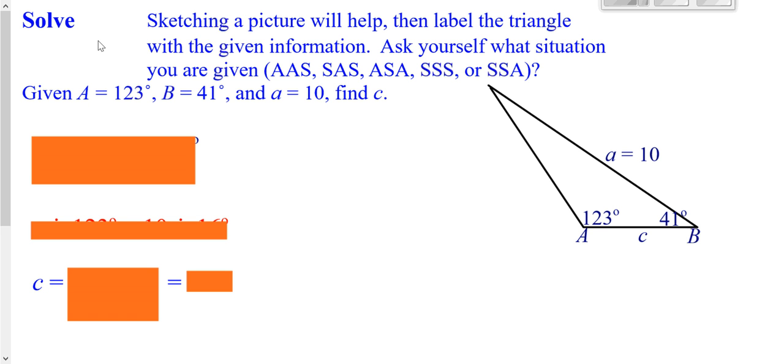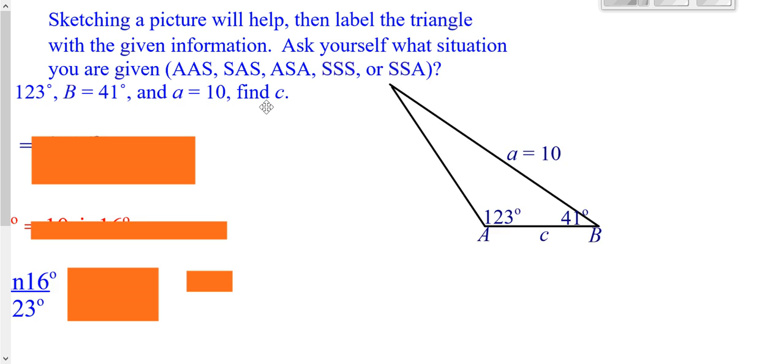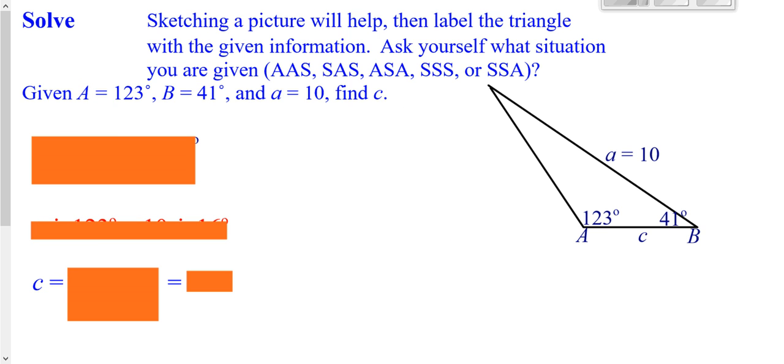So here we're given a picture, and whoops, sorry about that. And we're given an angle and a side. If you draw that out, you'll notice that your side is not between your two angles, so it's angle, angle, side. Angle, angle, side, that works for us. That's only one triangle, so we don't have to worry about how many triangles are available. So now we need to go ahead and find C.